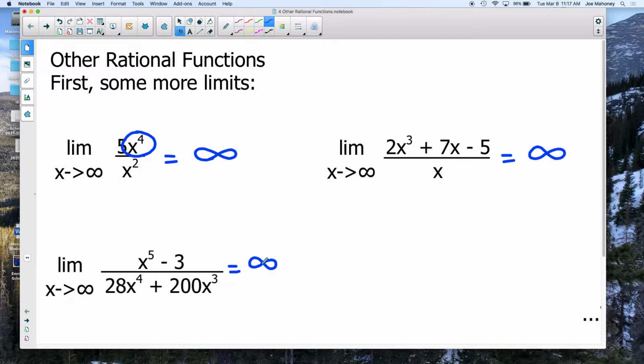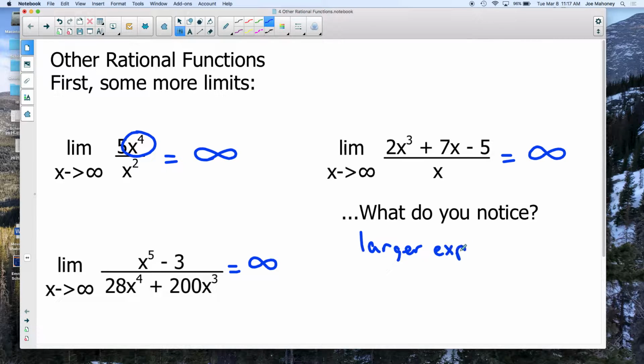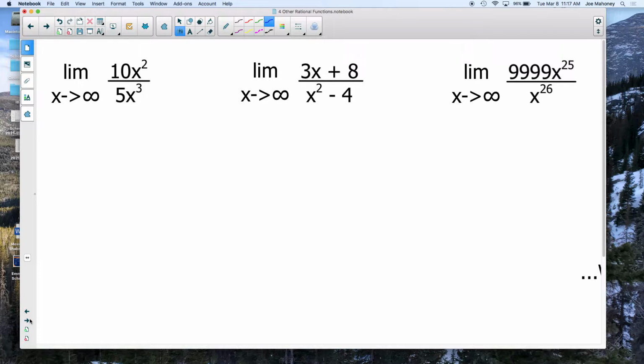So what do you notice? I think that's what it even says down here. What do you notice? So I'm hoping that you notice that when the larger exponent is in the numerator, the limit as x approaches infinity goes off to infinity. That's cool. Let's do a couple more. Let's take a look at some of these limits now.